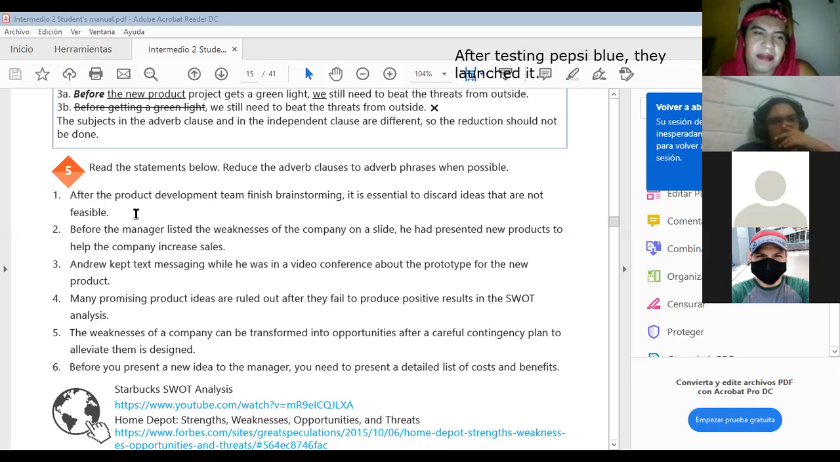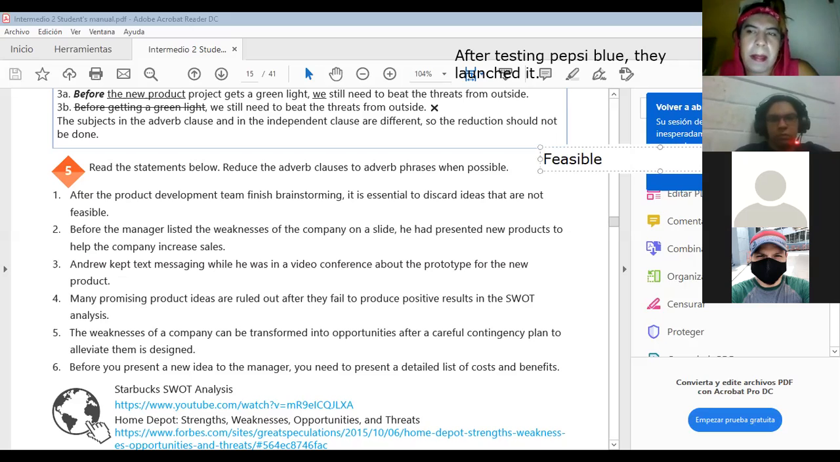After the product development team finish brainstorming, it is essential to discard ideas that are not feasible. What's feasible? Feasible is probably practical. Feasible. That's probably practical or applicable. In Spanish, posible. Or como digamos, factible. That's the one. So practical, applicable.